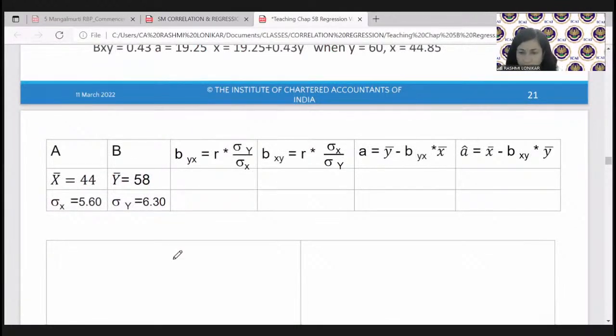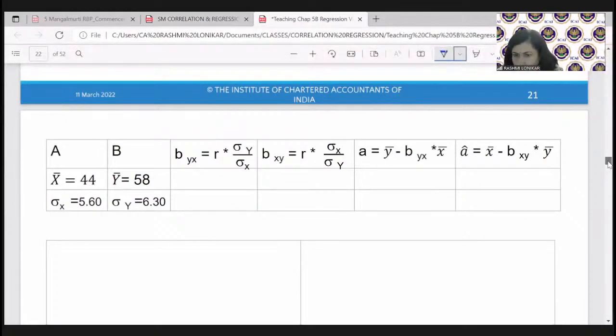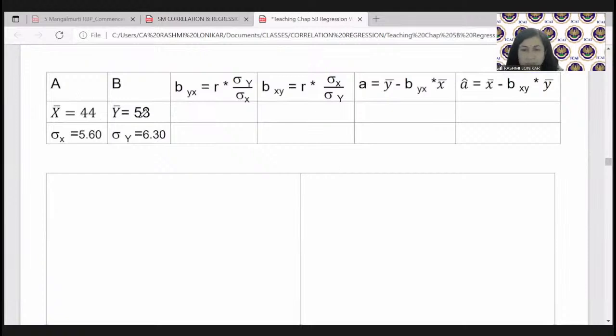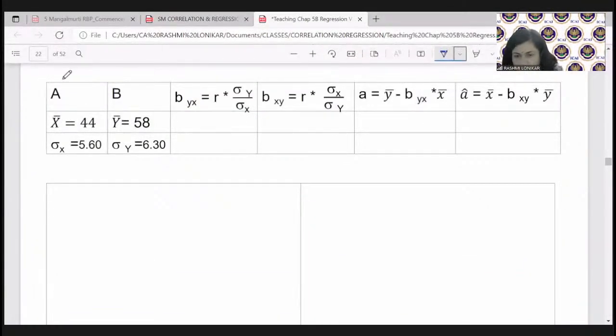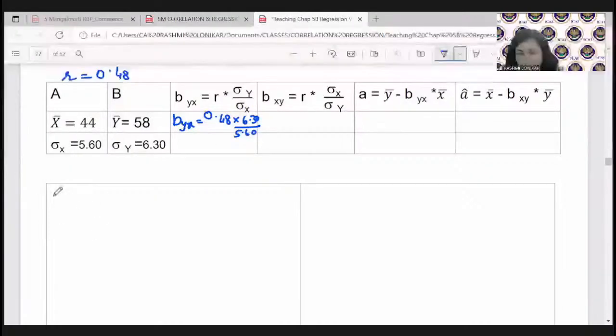So here I can do this. I have drawn this for you in tabular form. x bar is given, y bar is given, sigma x is given, sigma y is given. Now if I want to use byx, it is r. r is how much? 0.48. So write down r is equal to 0.48. So byx is nothing but 0.48 into sigma y upon sigma x, it is 6.3 upon 5.6. Okay. So how much do I get?